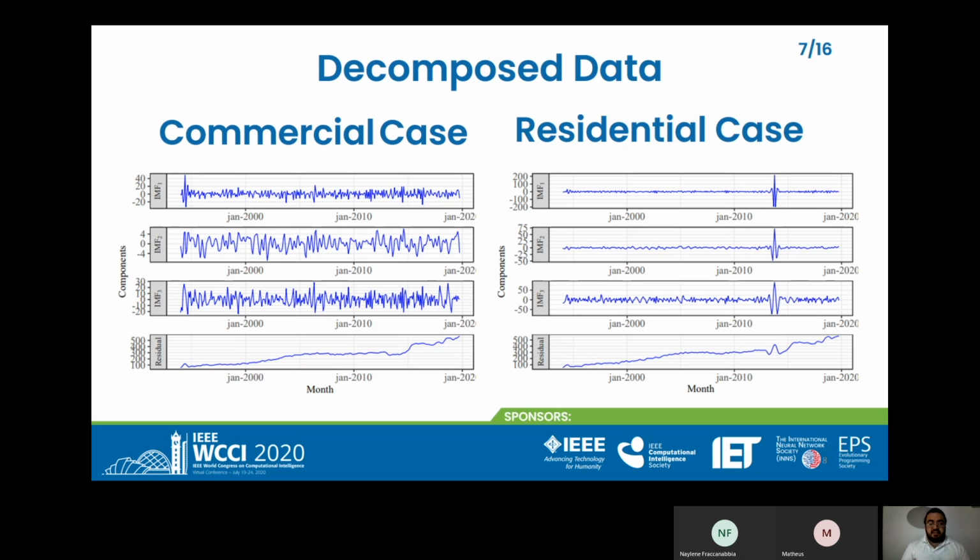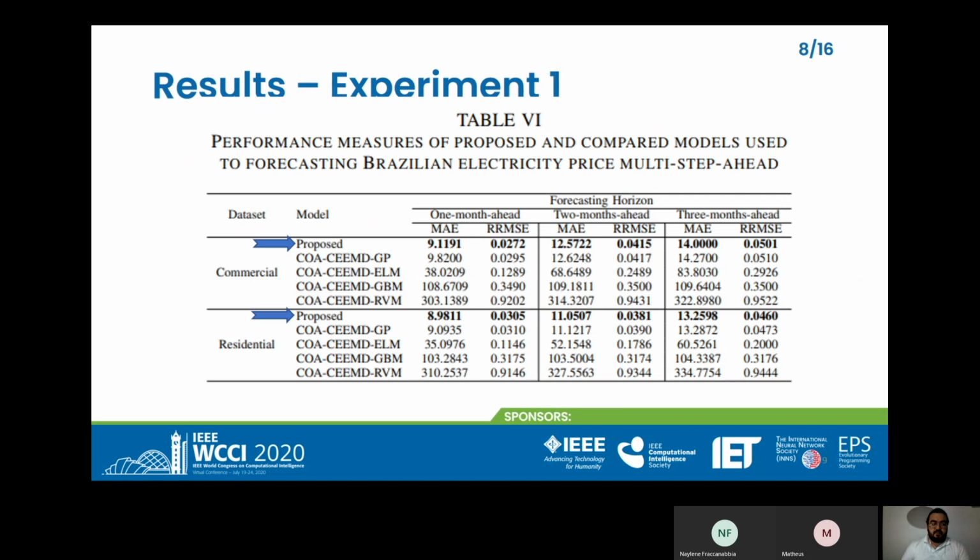In this slide, each plot presents the original data split into 4 different components. They represent different frequencies of the data and the trend. And the behavior observed in the residual component of both series is due to the growing trend in the prices.